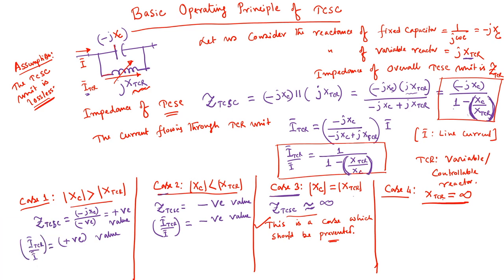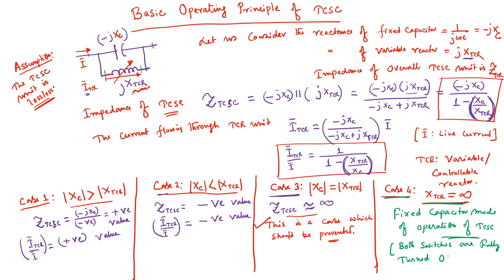Now, what about this particular case when XTCR provides infinite impedance, as if there is an open circuit there? So, this is the fixed capacitor mode of operation of TCSC. So, in case 4, if it attains, that means this variable reactance XTCR is infinite, meaning switches are turned off. That means this will happen when both switches are fully turned off.